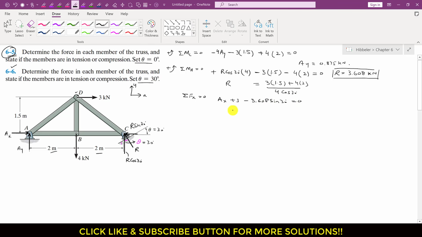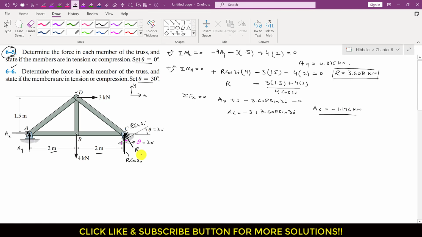So from this we can write that AX is equal to minus 3 plus 3.608 sine of 30 degrees, and when we solve this, AX equals to minus 1.196 kilonewton.